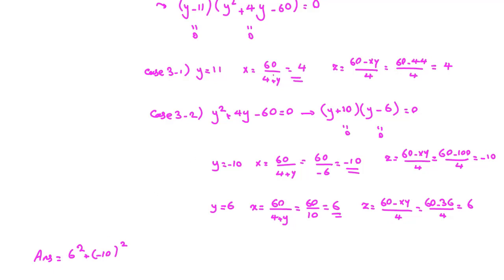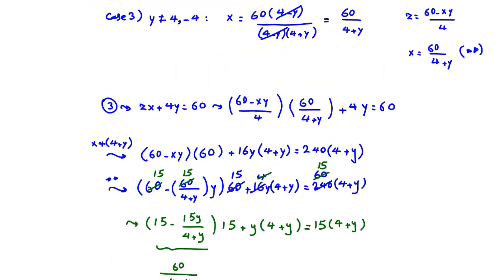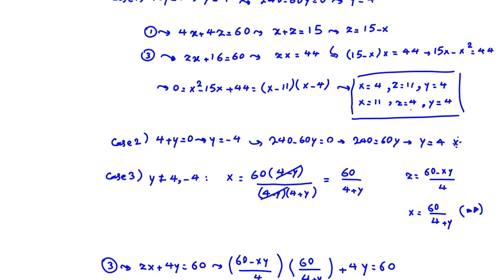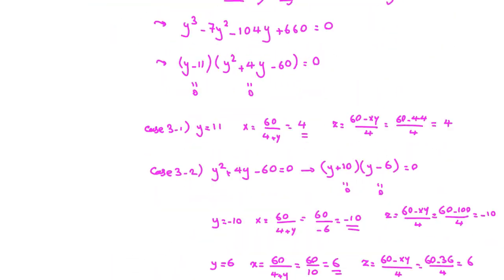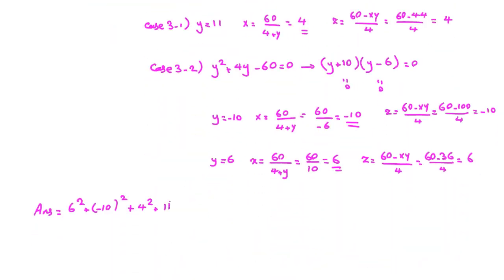In this case, x is 4 plus 4 squared. Let's consider other cases that we found. x is 11, x is 4. We had 4 here plus 11 squared. Okay, so let's write 36 plus 100 plus 16 plus 1. 1 plus 6 is 7, 1 plus 2 is 3. So it will be 136 plus 137.